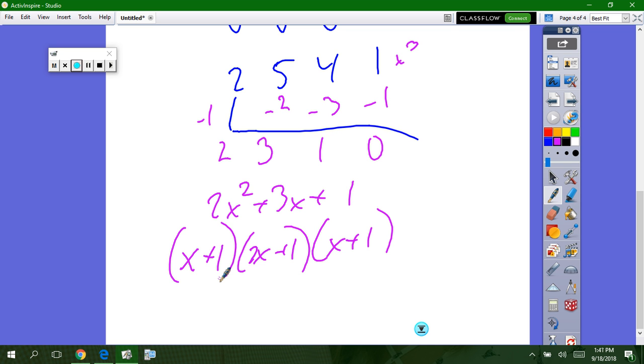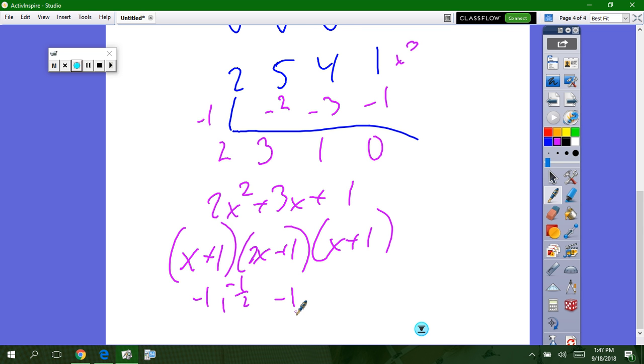What's my zeros? -1, -0.5, and -1 again. So how many zeros do I have? 3. How many are negative? 3. Isn't that the possibility that I could have had? Yeah, come check that out.